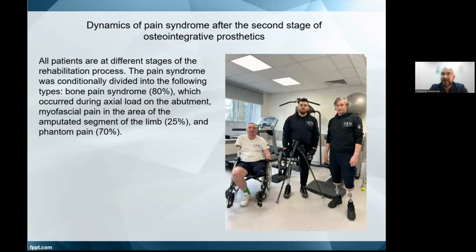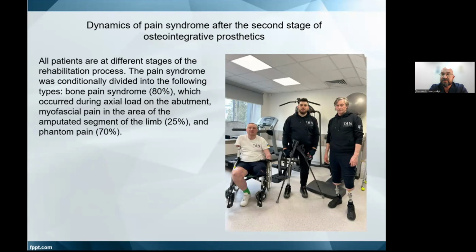We analyze the pain syndrome the patients experience during rehabilitation. Bone pain syndrome was observed in most cases and is considered by us as a normal adaptation process. Patients feel it during actual load on the abutment, and it serves as an important indicator of the load.